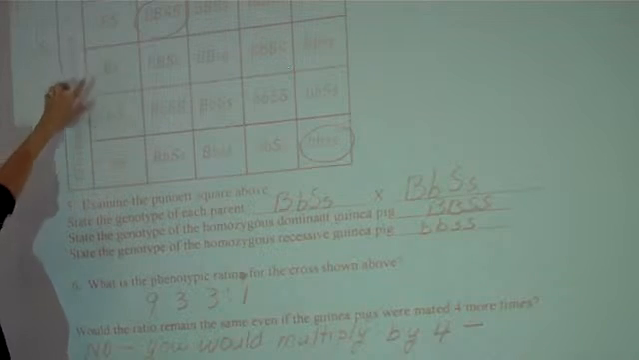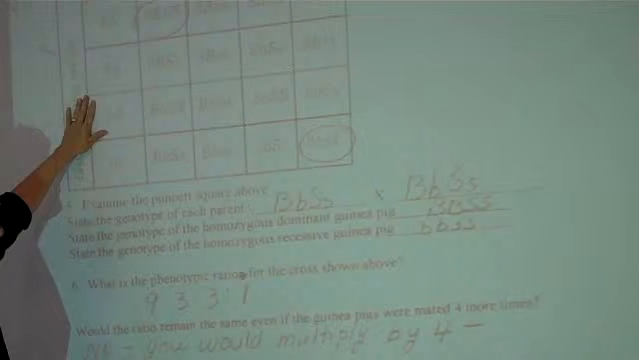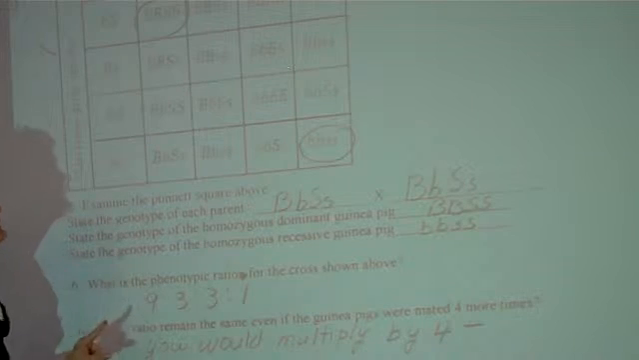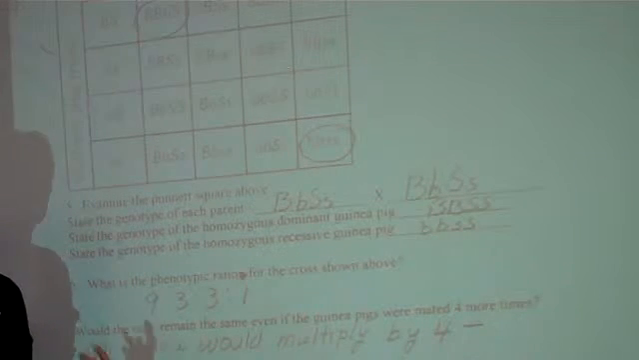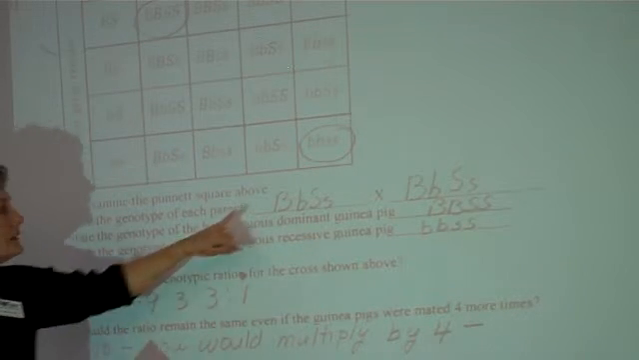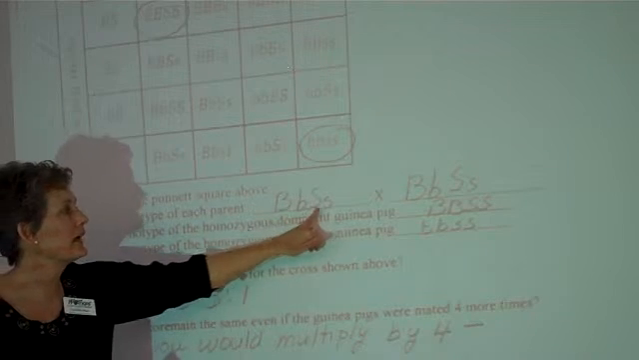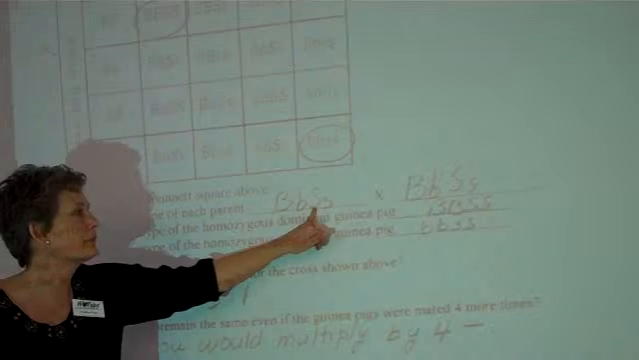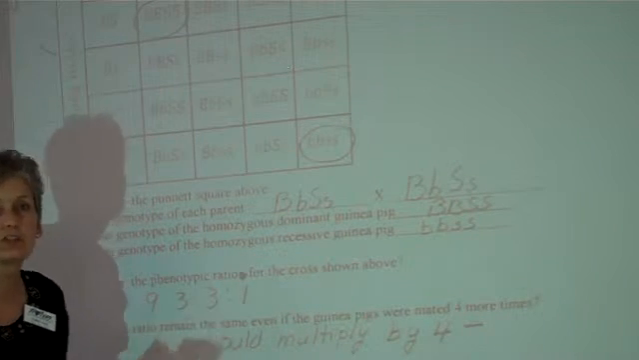If we look carefully at this, it becomes readily apparent that each of these has to have a big B and a little b, a big S and a little s. Okay? So it's going to be two heterozygous parents. Heterozygous for B's, heterozygous for S's. Capital B, little b, capital S, little s will be each of our parents' genotypes.